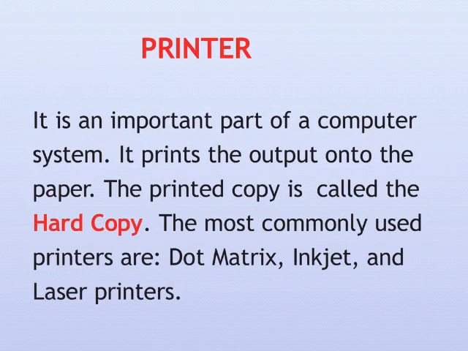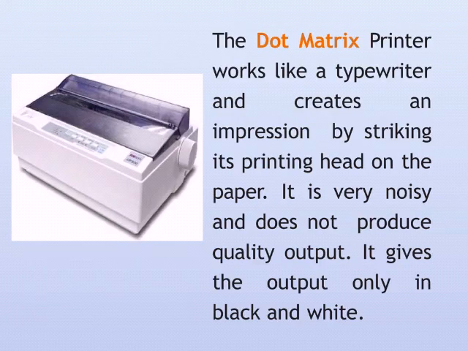And now we are discussing printers. It is an important part of a computer system. It prints the output onto paper. The printed copy is called the hard copy. The most commonly used printers are dot matrix printers, inkjet printers, and laser printers. There are two types of printer, impact printers and non-impact printers. Impact printers are line printers and character printers, and non-impact printers are inkjet printers and laser printers.